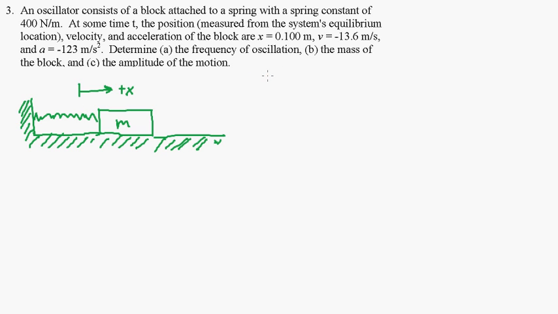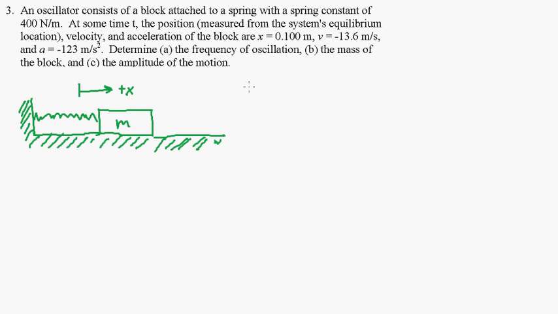Okay, so here's how it works. It's not nearly as bad as you think. First of all, you measure the position of the block from the system's equilibrium position, right? So it is 0.100 meters to the right of the equilibrium position.